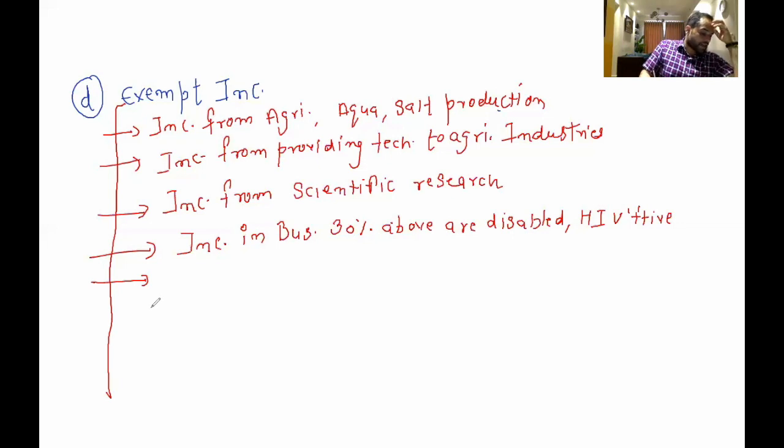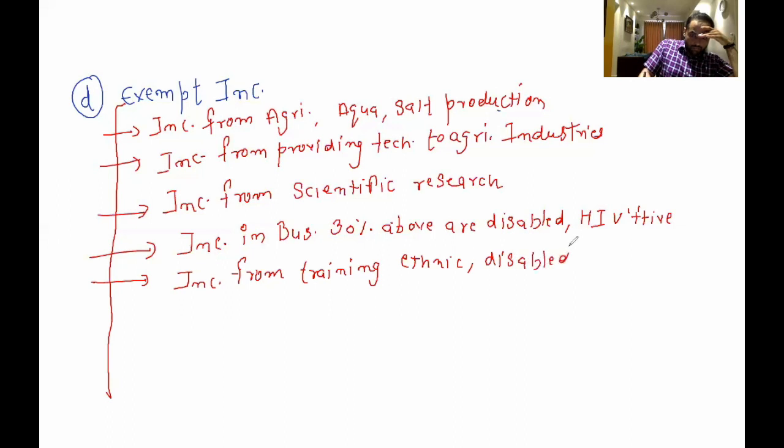Next one is any kinds of business where you generate income from training ethnic minorities, disabled, or poor children. Any kinds of business making money by providing training to these categories of people, then we don't have to pay tax.